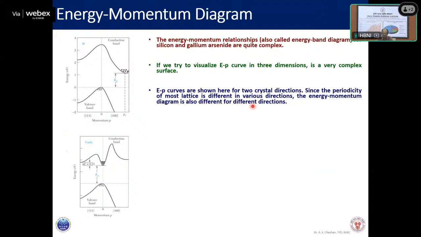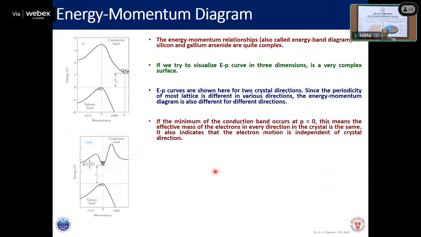So E-P curves are shown here for two crystal directions, and since the periodicity of most lattices is different in various directions, the energy-momentum diagram is also different for different directions, as I already said. If the minimum of the conduction band occurs at p equal to 0, this means the effective mass of the electron in every direction in the crystal is the same.